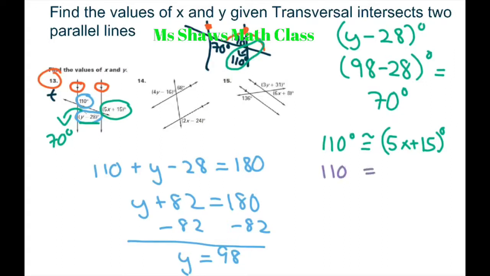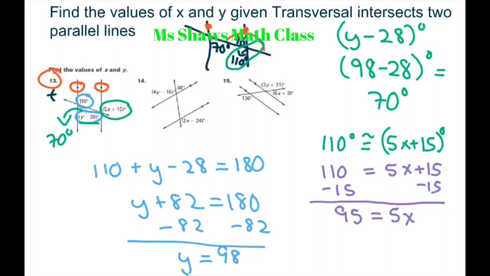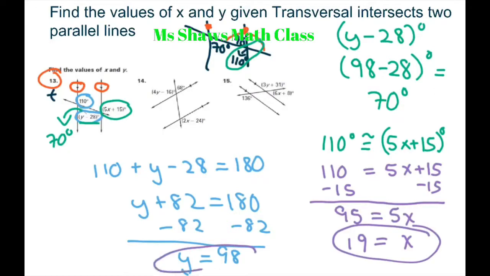So we have 110 equals 5x plus 15. You subtract 15 from both sides. And that's going to give you 95 equals 5x. And you divide both sides by 5. You get 95 divided by 5. So you get x equals 19. And that's your two answers for that one.